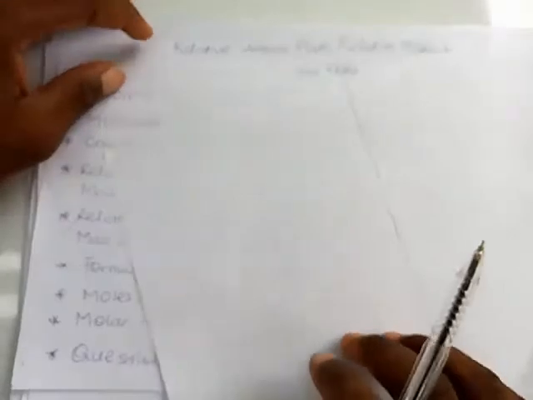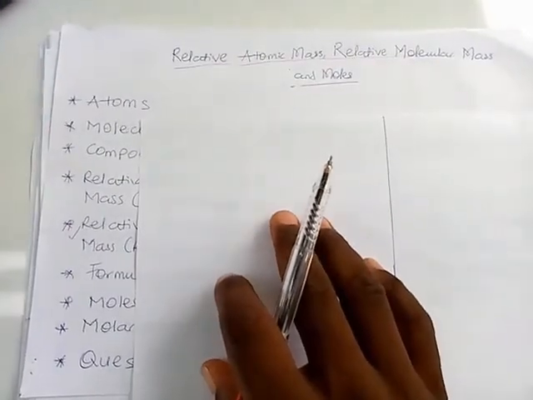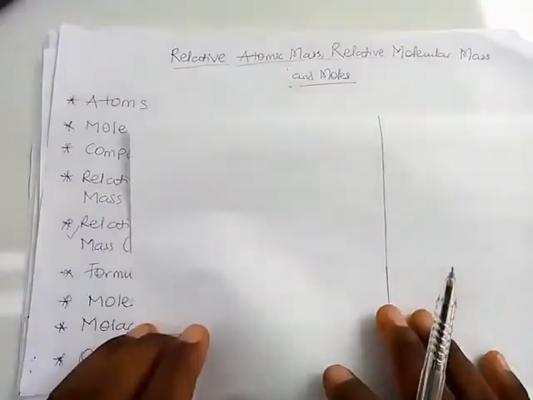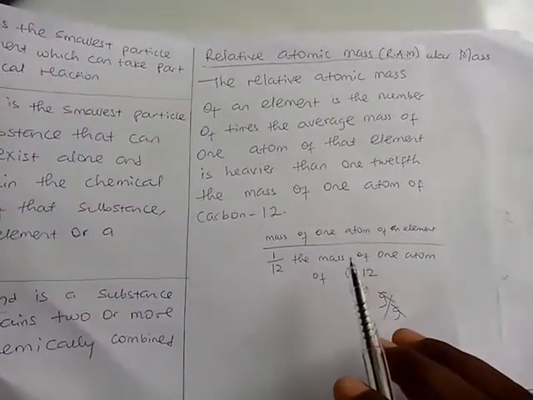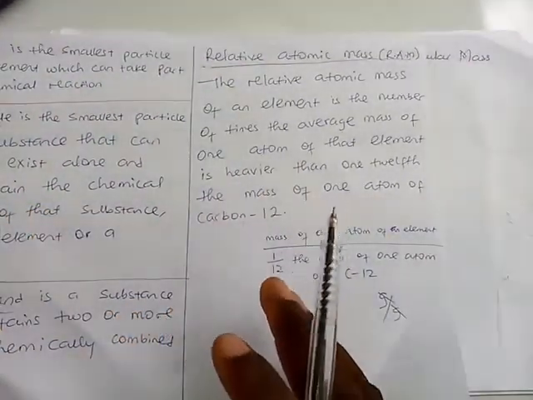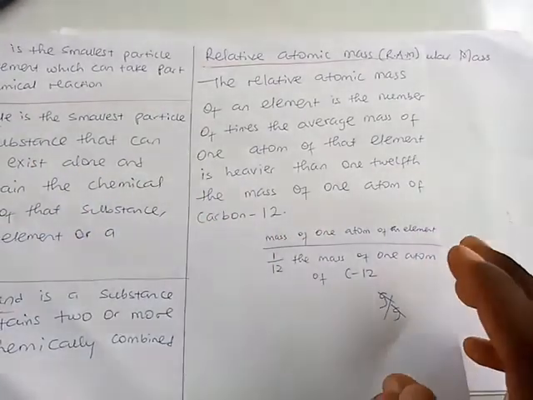So now, the next is relative molecular mass. The relative molecular mass of an element or a compound is the number of times the average mass of one molecule of it is heavier than 1/12 the mass of one atom of carbon 12. It's similar to relative atomic mass, just that when we are discussing relative molecular mass, we're discussing molecules and no longer atoms. So let me put it down.